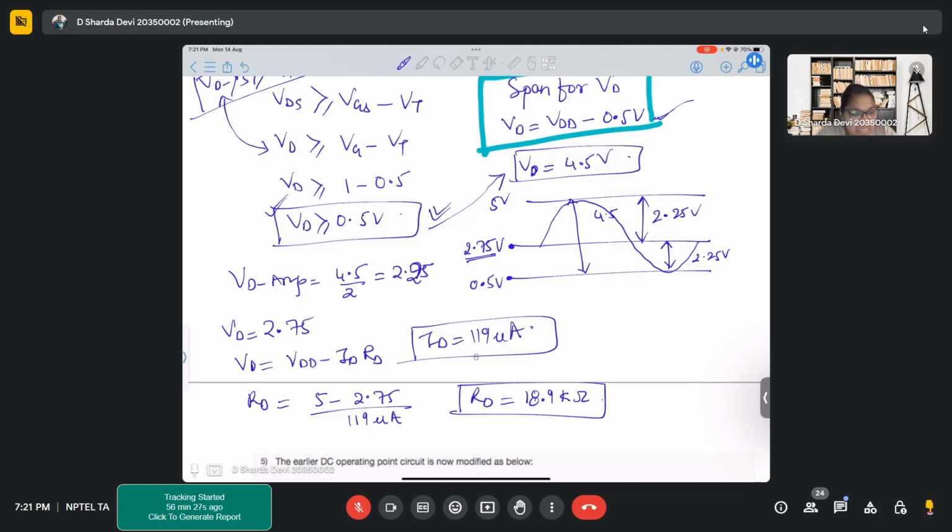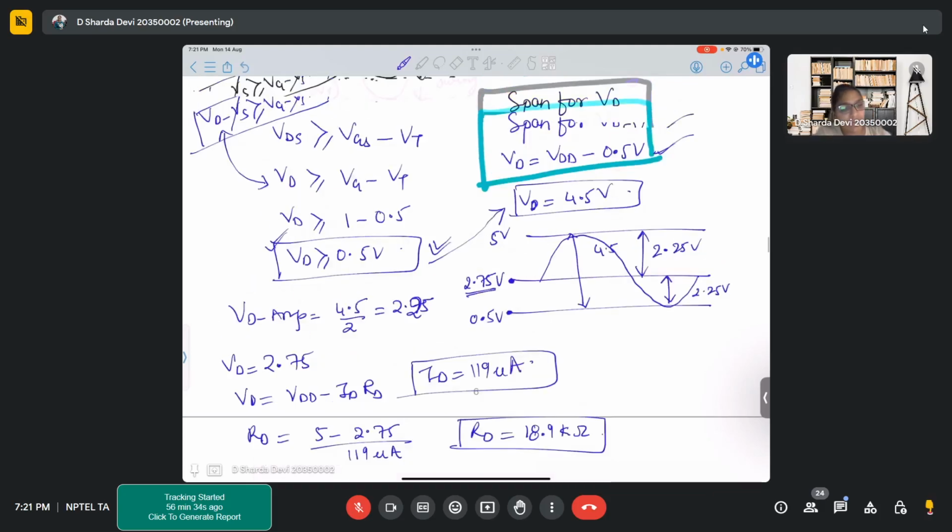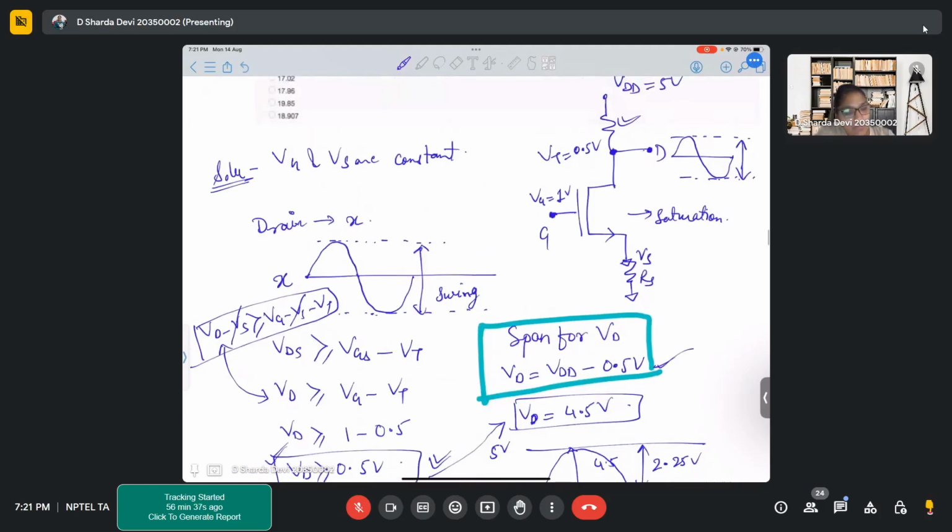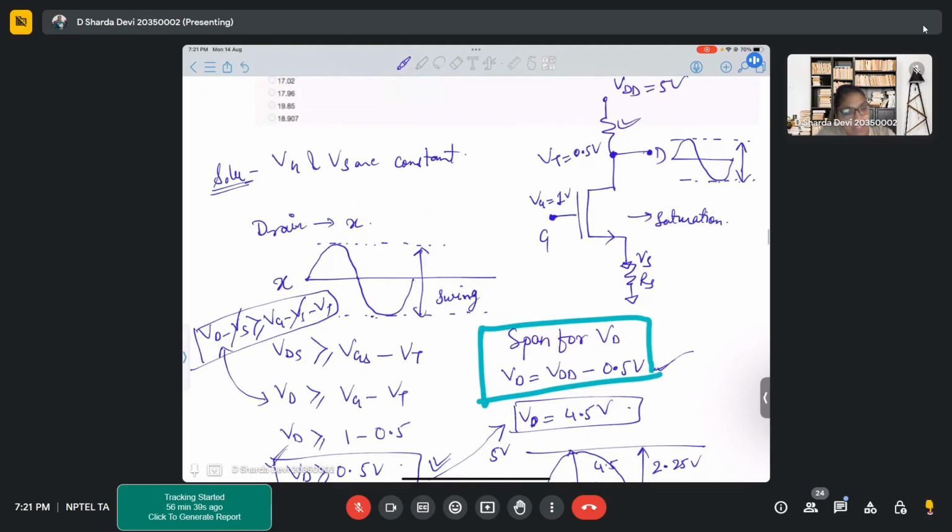See, this is something which is very theoretical. Practically, you won't get the swing as mentioned of 4.5 because you cannot. To make your VD go to 5 volts, if you observe very carefully, ID should be 0. Is it practically possible that your ID is 0 and still your transistor is in saturation and you are getting your VD? Is it possible? No, right?